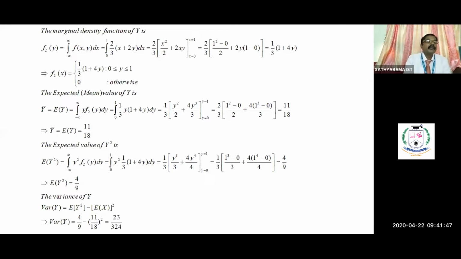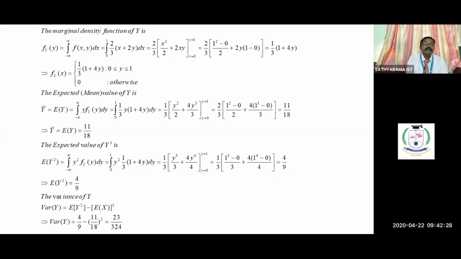So what we have calculated, I have written summarized. This one, the expected mean value of y is E of y equal to, in the place of x, by definition, integral minus infinity to infinity of y into f2 of y dy. That is 1 by 3, y times (1 plus 4y), from the marginal distribution of y. Again, we are integrating with respect to y. Integral of y is y square by 2. The next term is 4y square. If we integrate 4y square, we will get 4y cube by 3. You have to substitute the limit for y. Y limit 0 to 1.